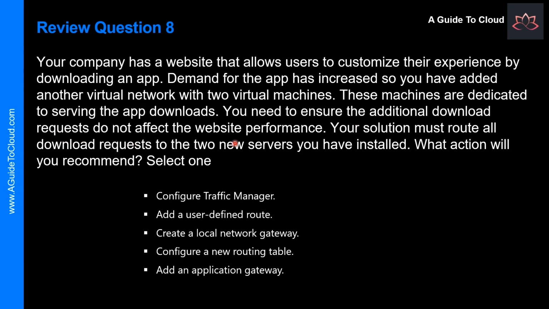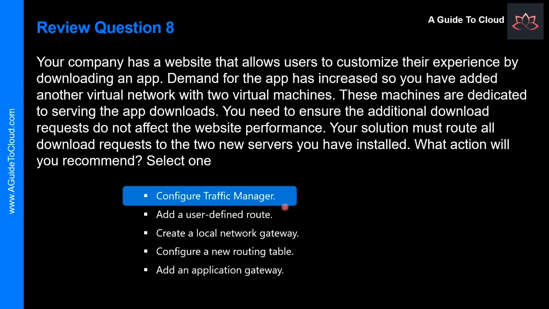You need to route the traffic to the new servers you have installed. So what is the routing method you would choose? We just need to select one answer. Is it adding an application gateway? Definitely not. A routing table is not going to resolve the problem. It is not going to resolve the problem by creating a local network gateway or a user-defined route. So the correct answer is configure the traffic manager. Traffic manager lets you control the distribution of user traffic to your endpoints running in different data centers around the world. And the traffic manager uses DNS and can route traffic to your 2 new download servers.